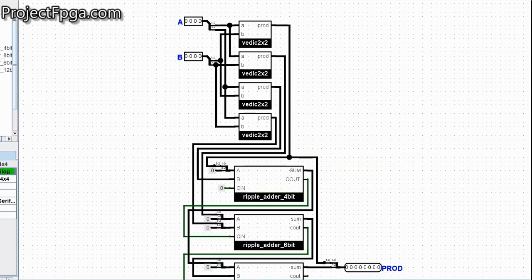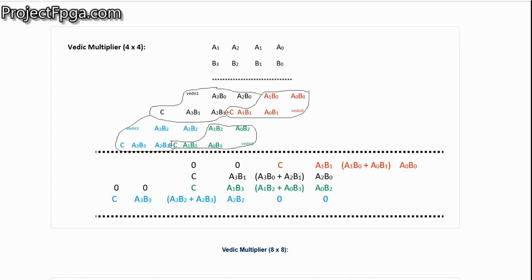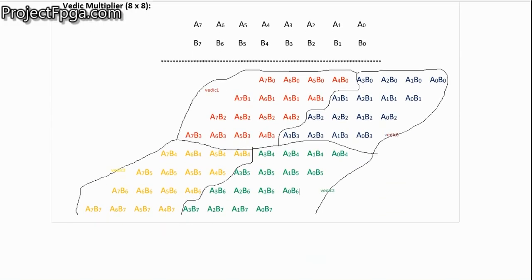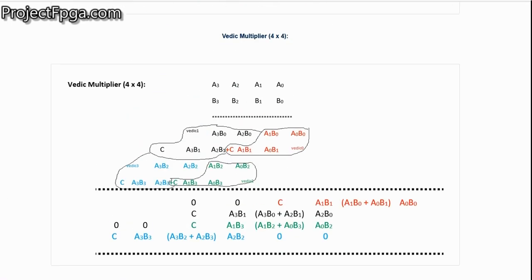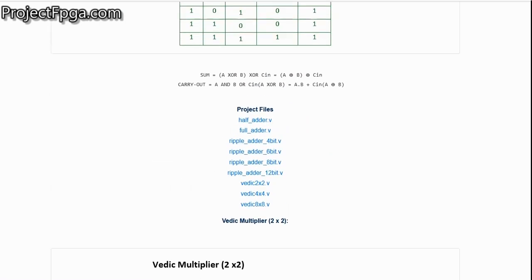So that is for the 4x4. For the 8x8, it's still the same thing. You will spot 4 different 4x4 Vedics. I've already separated them. This is 1, 2, 3, and 4. So you now start rearranging them and using the ripple adders on them. I've already given the Verilog code. They are very short and very easy to understand. So if you combine these two, I think it will be very easy to understand how this Vedic works.